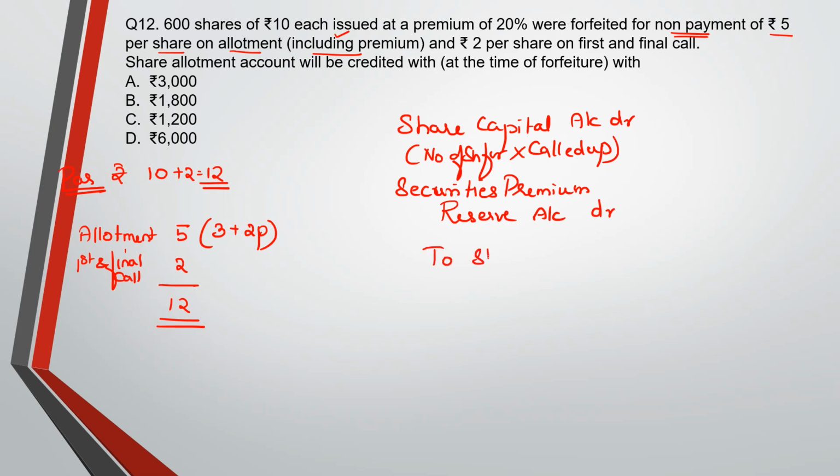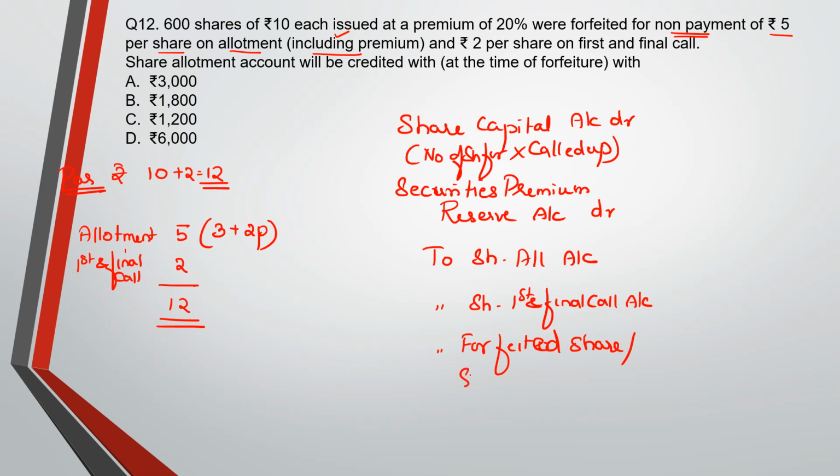And then we would credit the share allotment account with the amount not received, the share first and final call amount with the amount which has not been received, and we would credit the forfeited share account or the share forfeiture account. People use it by different names, but both mean the same account, with the amount that has been received. This is the amount received, this is the amount not received.